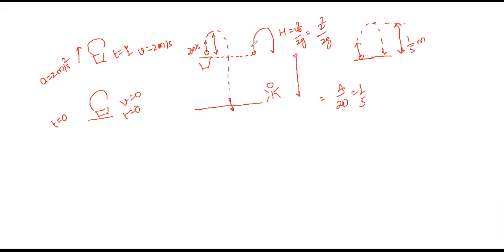So the stone travels up by 1 by 5 meters and then comes back down by 1 by 5 meters. And then again, it returns to the ground, already it was at a height of 1 meter. So it again travels that height and reaches the ground. So the total distance covered by the stone is 1 by 5 plus 1 by 5 plus 1, that is 1.4 meters.